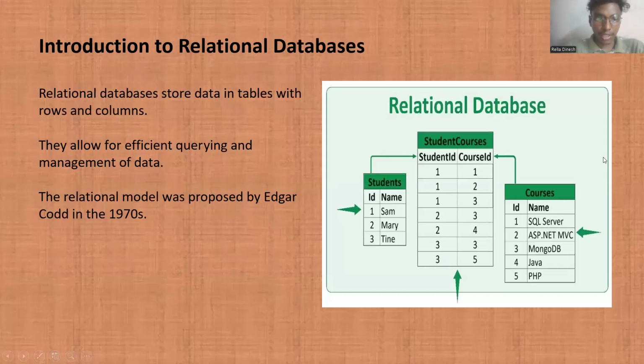First, we will see what the relational database is. A relational database stores the data in tables in the form of rows and columns. They allow efficient querying and management of data. The relational database was proposed by Edgar Codd in the 1970s. The relational database is the most common database used in database management systems.